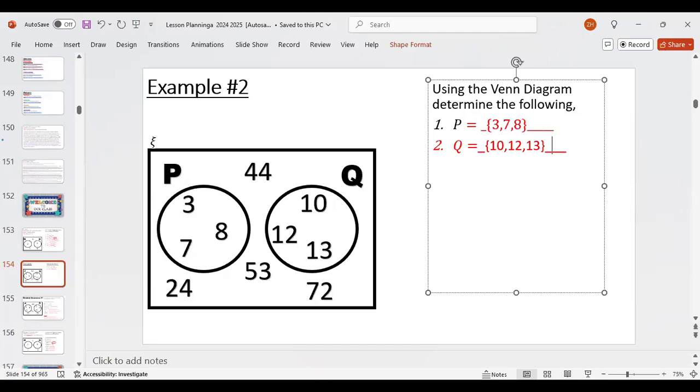How we got Q? Okay, so we looked at all the numbers in set Q and we determined which is the set. Very good. Which inside of it?